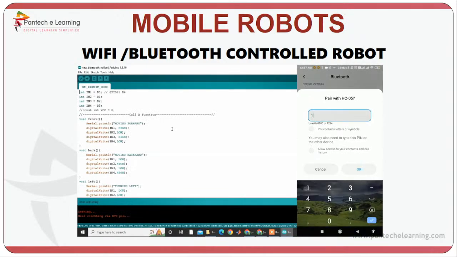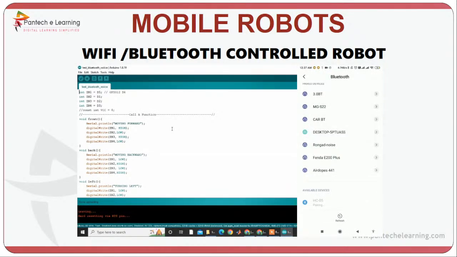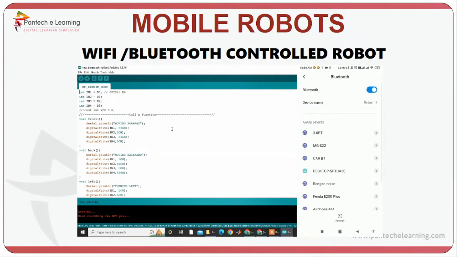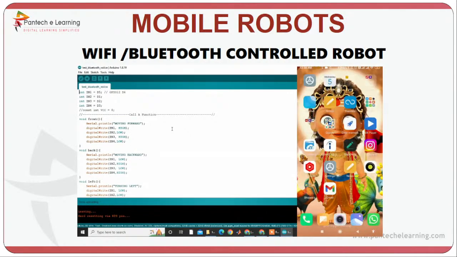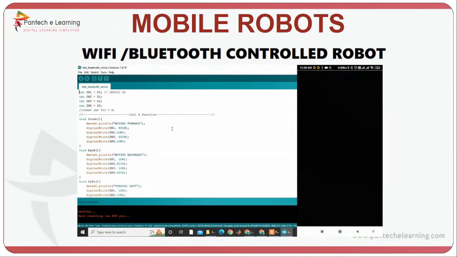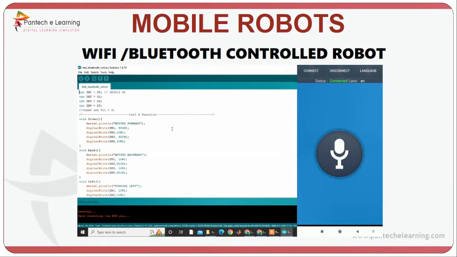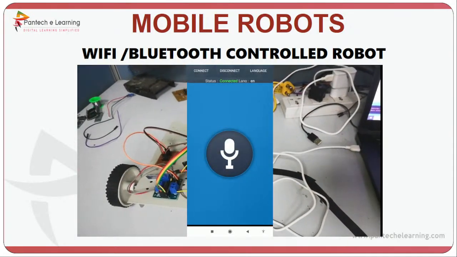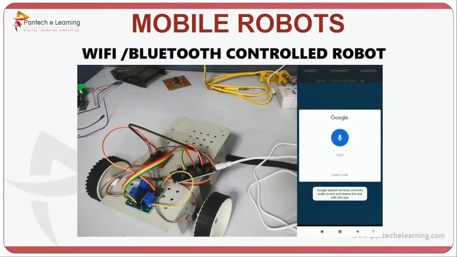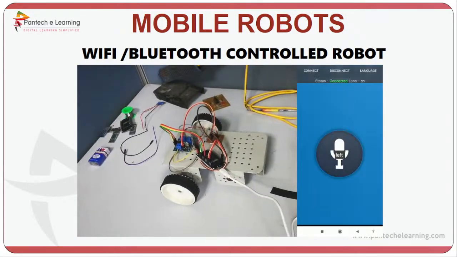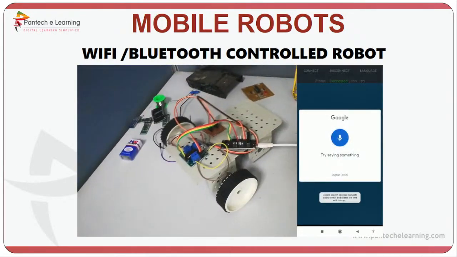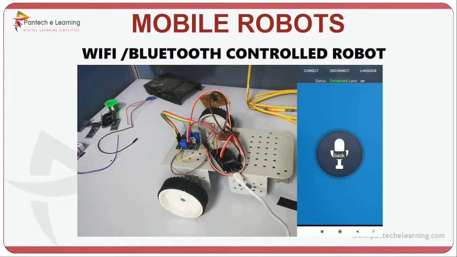Next one is a Bluetooth control robot. We are using an HC05 Bluetooth module with a mobile. With the help of the mobile itself, you can easily connect with this robot. There is a separate app which will be placed in your system, which is nothing but a voice control robot. With this Bluetooth app, you can control your robot by giving voice commands.